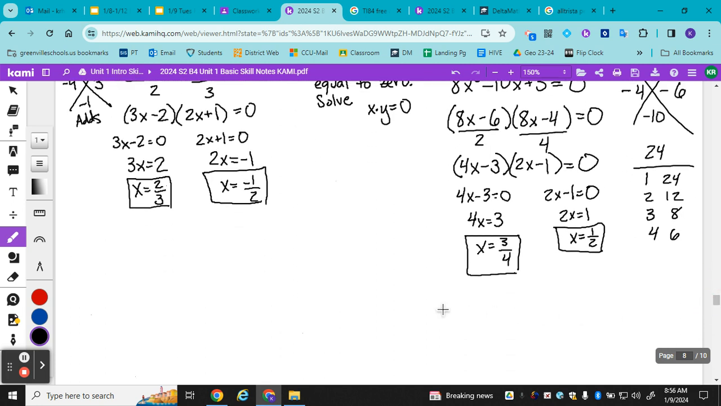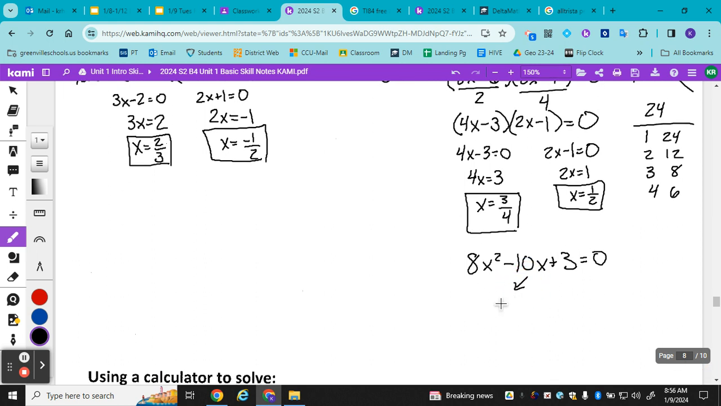Let's do the 8. So 8x squared minus 10x plus 3. Luckily, I know my correct factors this time. So I'm going to break this 10 into negative 4x and negative 6x. Bring down the 3, bring down the 8x squared. And then you're factoring by grouping. Group the first two. My greatest common factor is 4x. So I get 2x minus 1. Group the second two. My greatest common factor is 3.